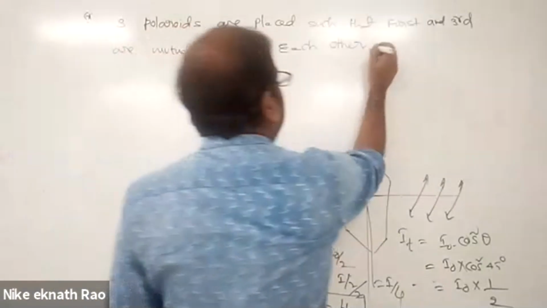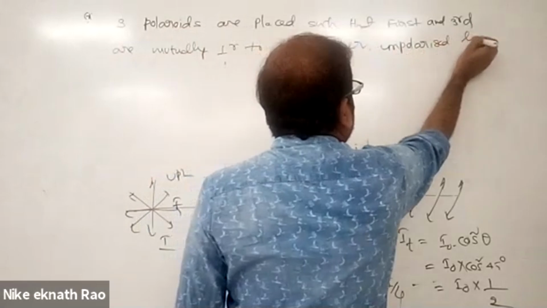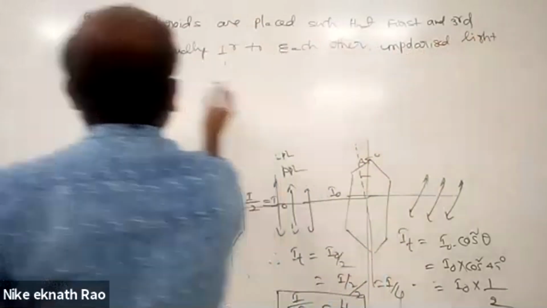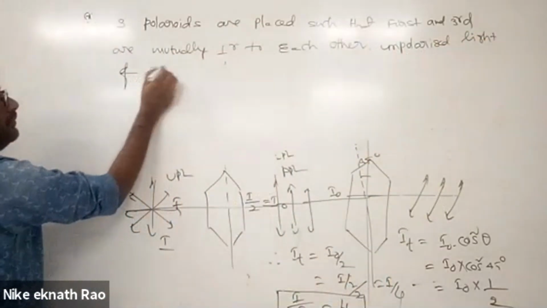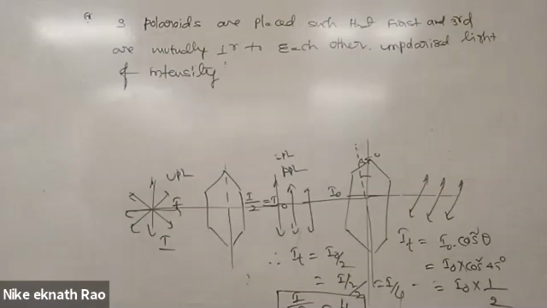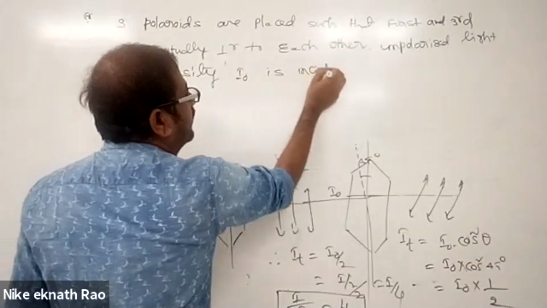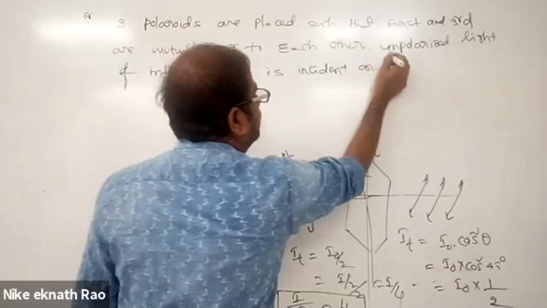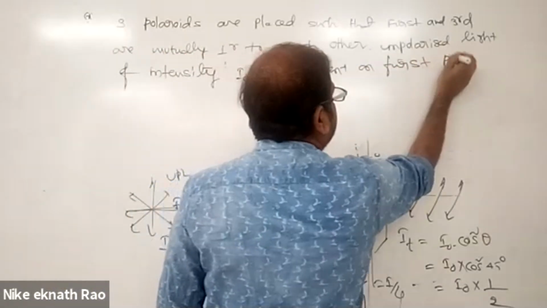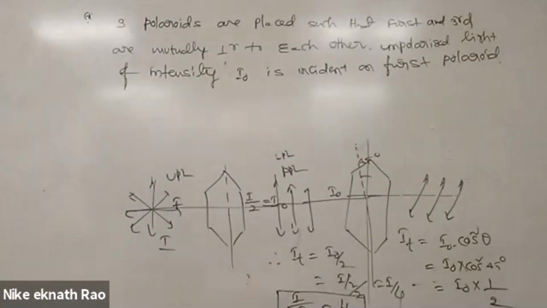Unpolarized light of intensity I naught is incident on the first polaroid.